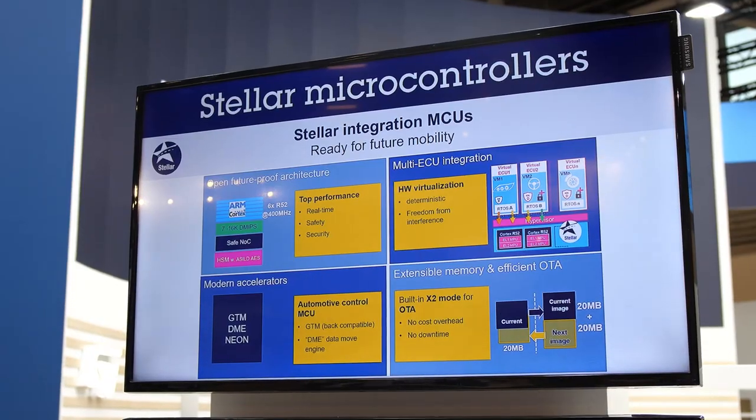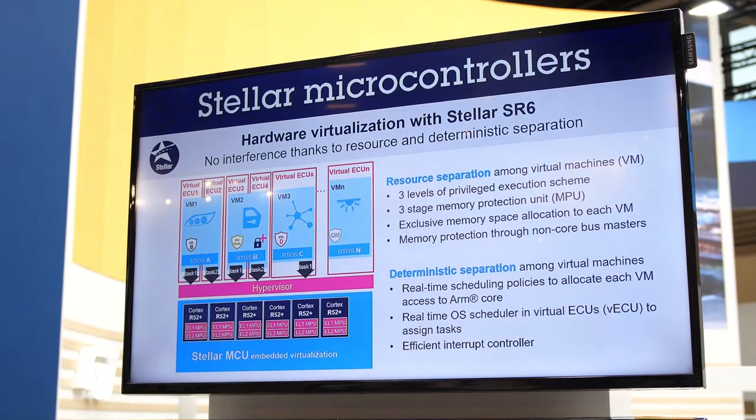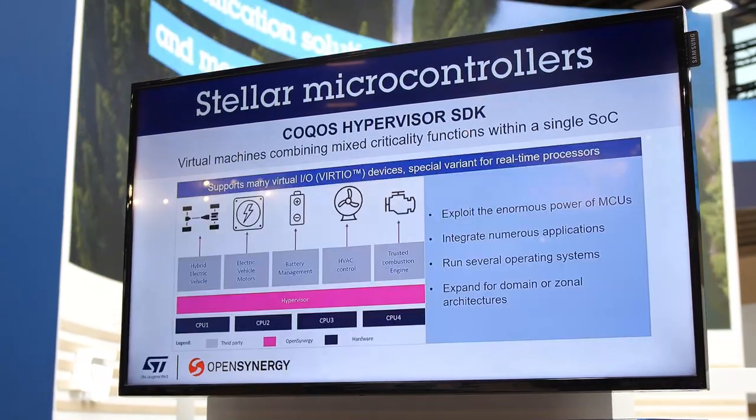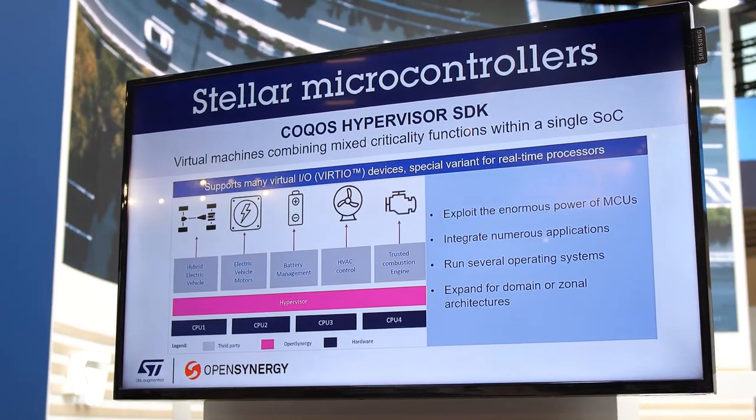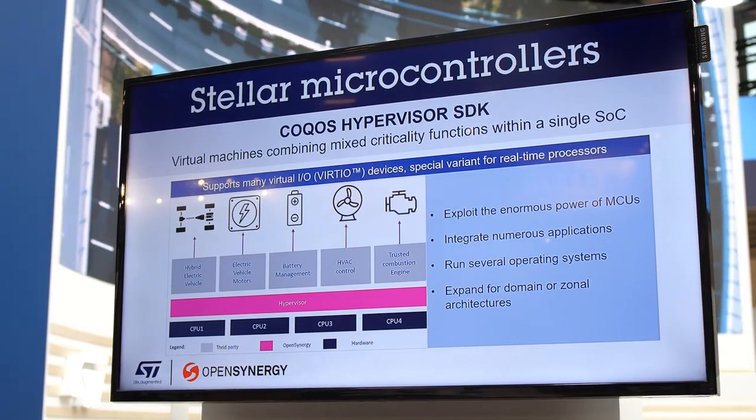As you can see here, for example, we see our Stellar MCU running several virtual machines. So thanks to the Stellar hardware support for virtualization and Open Synergy hypervisor software technology, each virtual machine is isolated and cannot interfere with each other. Our application demonstrates how different virtual machines sharing the same hardware resources can coexist independently, be updated and rebooted without compromising the execution of other virtual machines.